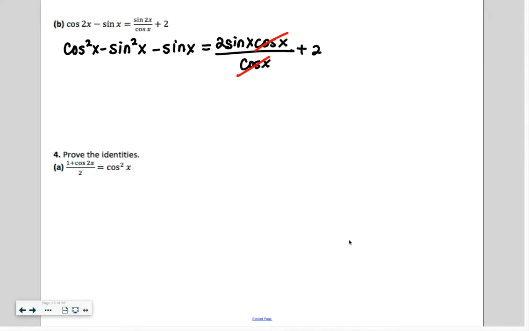How did you get the cosine squared x minus sine squared x? I'm replacing the cosine of 2x with that. That's all that. Oh, you get it?